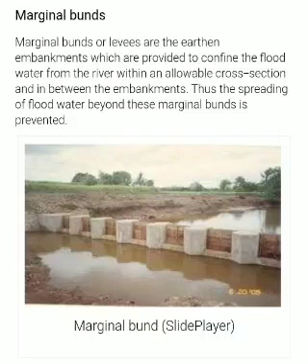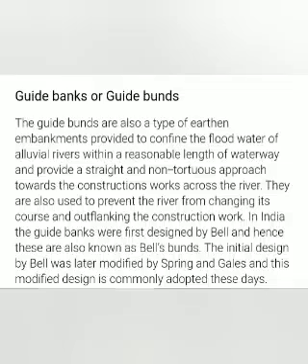Guide banks or guide bunds. These are also earthen embankments provided to confine the flood water of alluvial rivers within a reasonable length of waterway and provide a straight and non-tortuous approach towards the construction works.